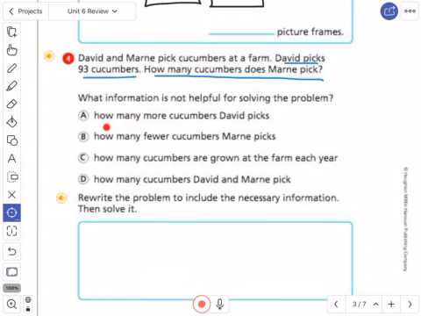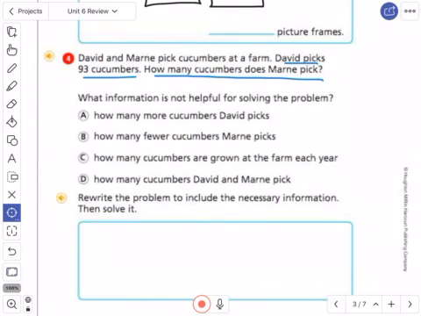Okay. Actually, that may be what... Okay, so I have to decide, looking through these 4, what information is not helpful. Okay, so I just need to pick which one is not going to be helpful for me. How many fewer cucumbers Marn picks? Okay, well, maybe I might need that. How many cucumbers are grown at the farm each year?